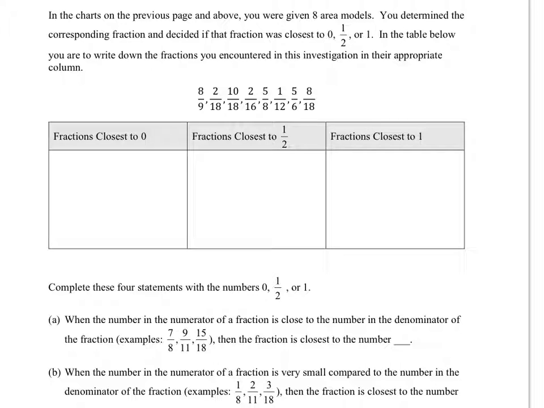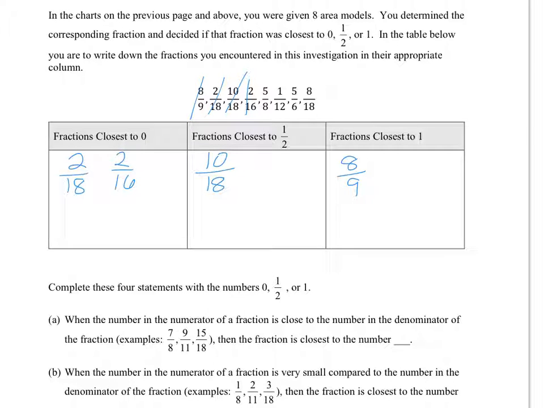Okay, so if we look at the first one, 8 over 9, well, that was almost full, so that was closest to 1. 2/18, so only 2 were shaded in, 16 were empty, so this one was closest to 0. 10/18, that was slightly more than half, but not close to full, so we classified that as closest to half. 2/16, again, was closest to 0.